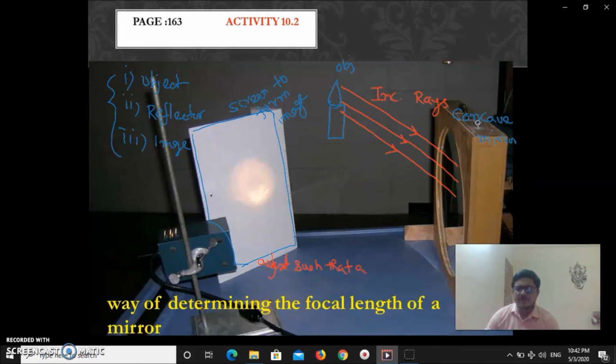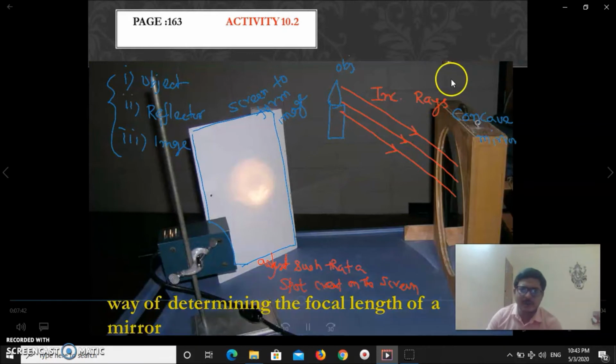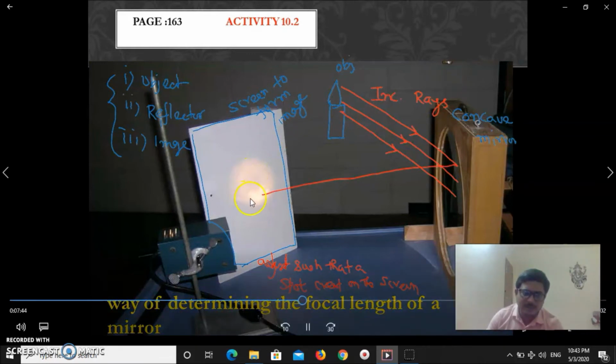Okay, so incident rays fall on the spherical mirror, and I adjust the screen in such a way that on the screen there will be a light spot. I think you can understand how the light spot is formed. Rays after reflection came here, that's why this spot formed. This light spot indicates that light actually is confined here. Clear? Good. This much understanding is required.